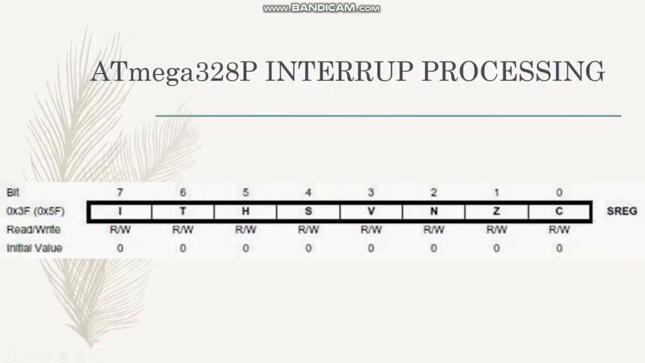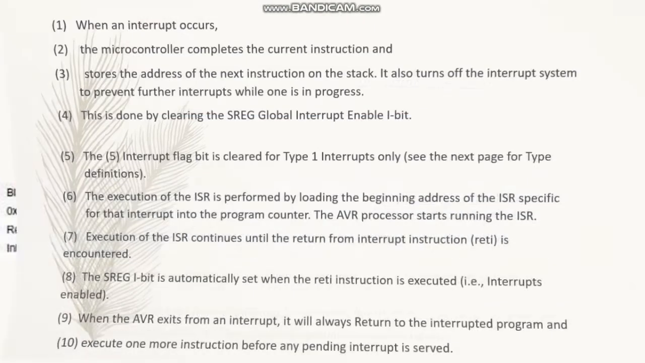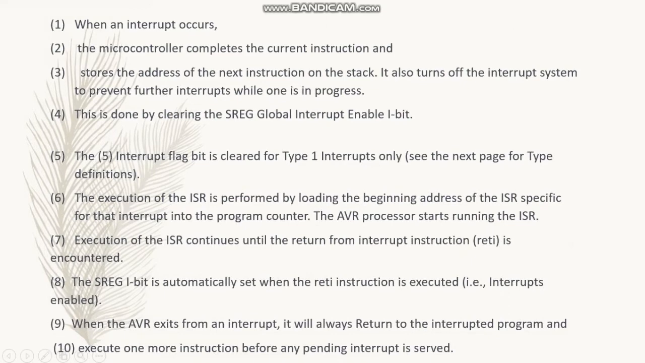ATmega328P interrupt processing. This is the figure of the status register. When an interrupt occurs, the microcontroller completes the current instruction and it stores the address of the next instruction on the stack. It also turns off the interrupt system to prevent further interrupts while one is in progress. This is done by clearing the SREG global interrupt enable I bit.